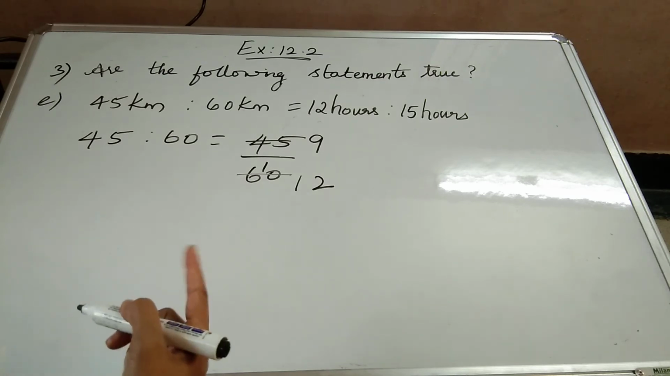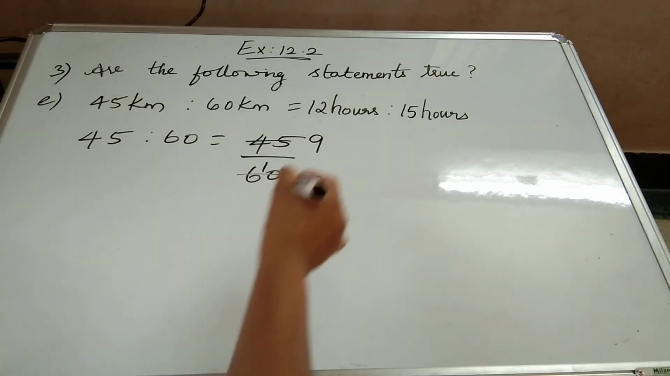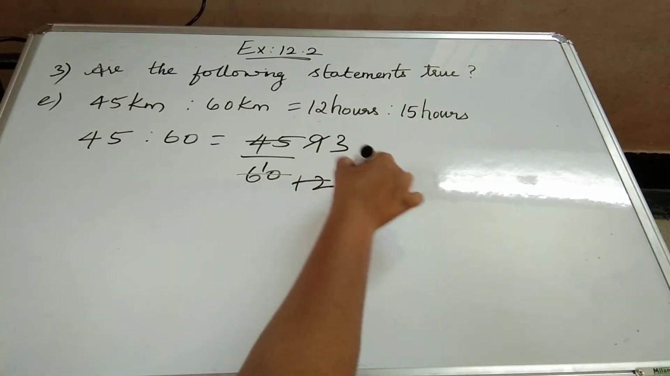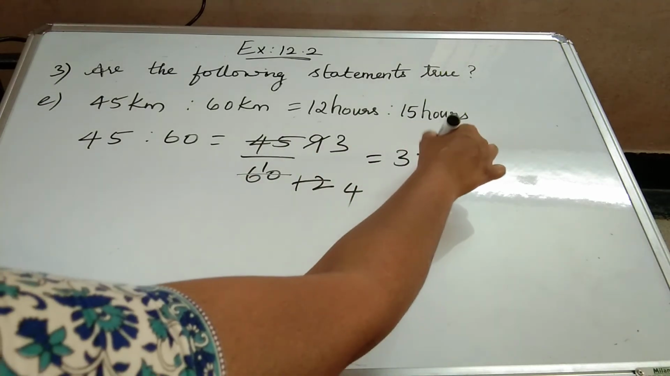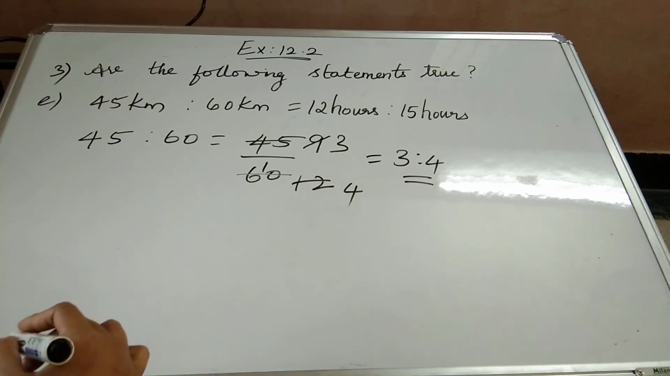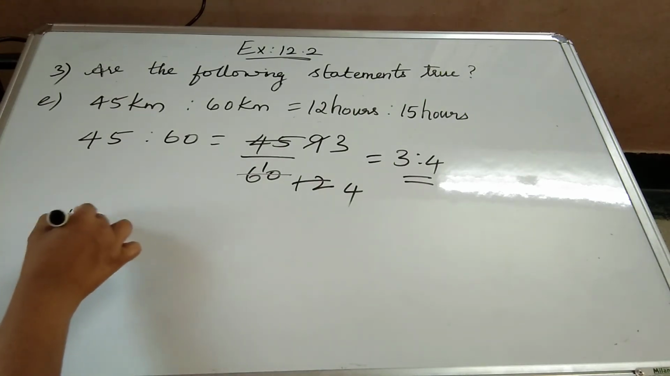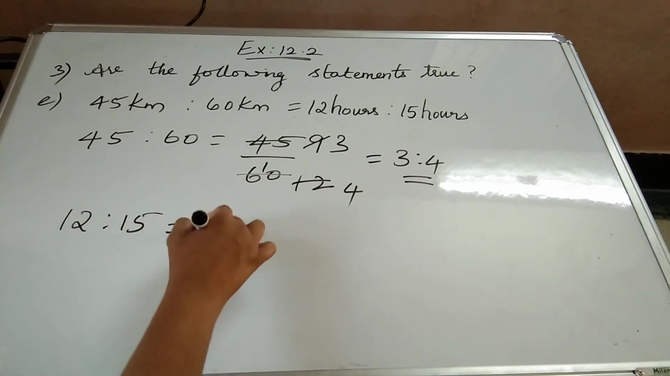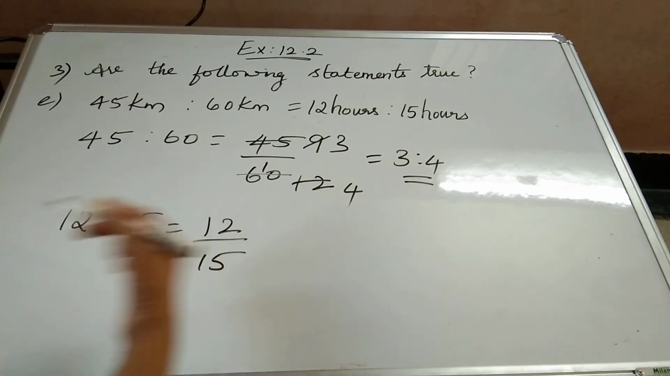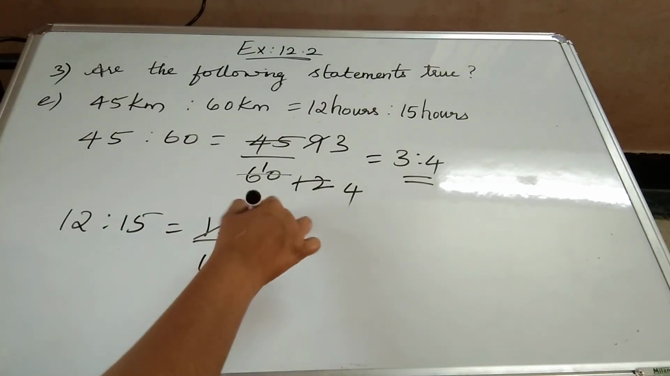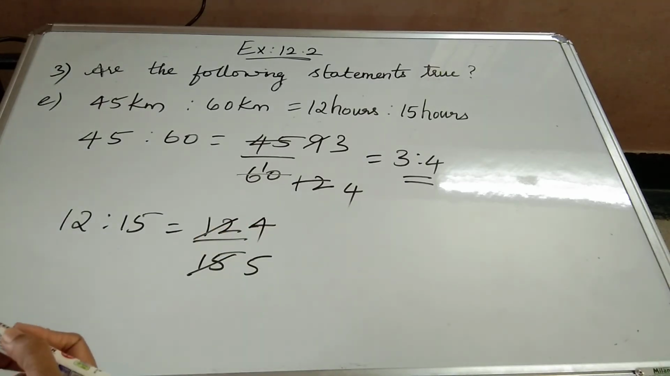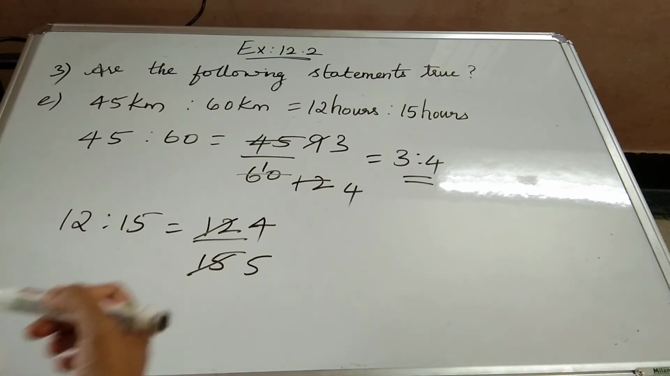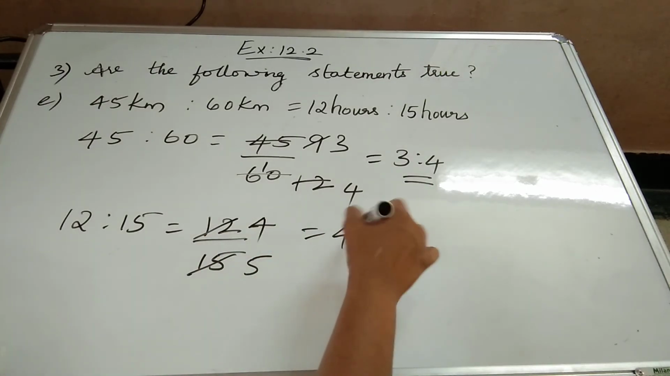Now 9 and 12. Again 3 table we can cancel them. 3 threes are 9, 3 fours are 12. So the ratio is 3 is to 4. Clear, children? Now next one, 12 is to 15. So 12 divided by 15. So 3 table. 3 4s are 12 and 3 5s are 15. So we have 4 divided by 5. So the ratio is 4 is to 5.